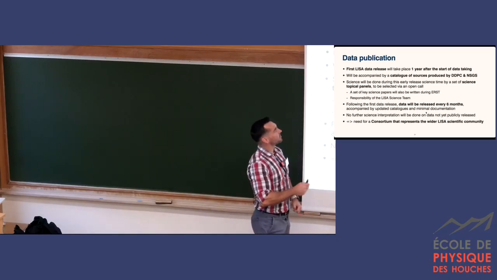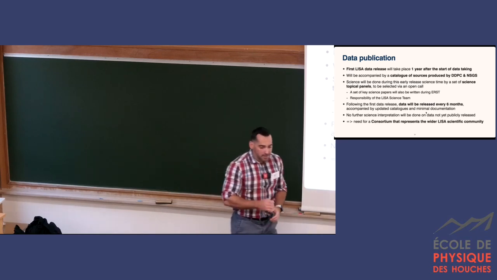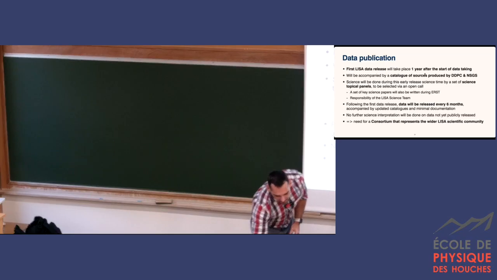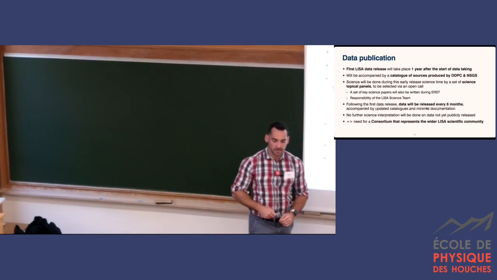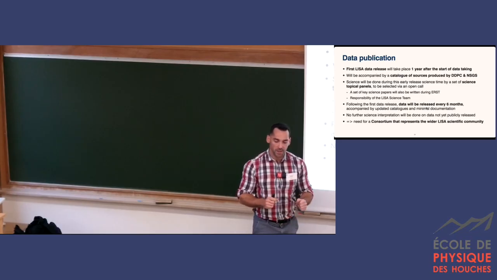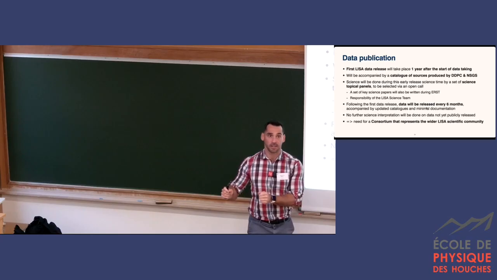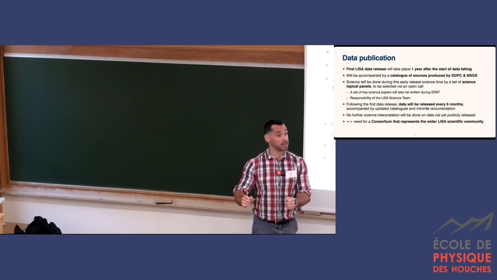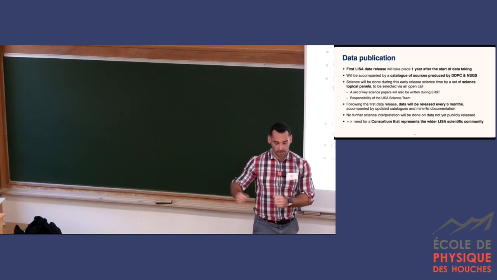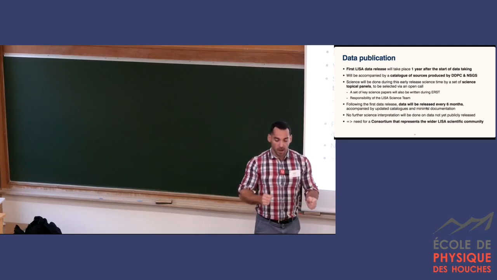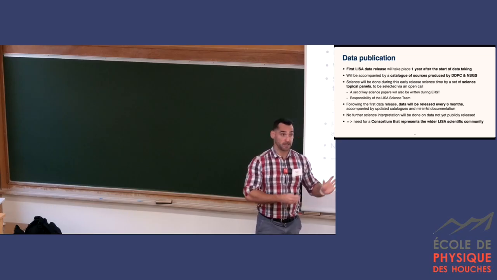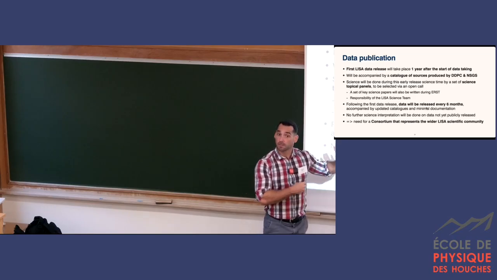Okay, so that's part of the story. Maybe just a word about the data itself. So the first LISA data release will take place 1 year after the start of the data taking. Data will be public, right? A year after. It will be accompanied by a catalog of sources produced by DDPC and NASA's Science Ground Segment, as we saw before.